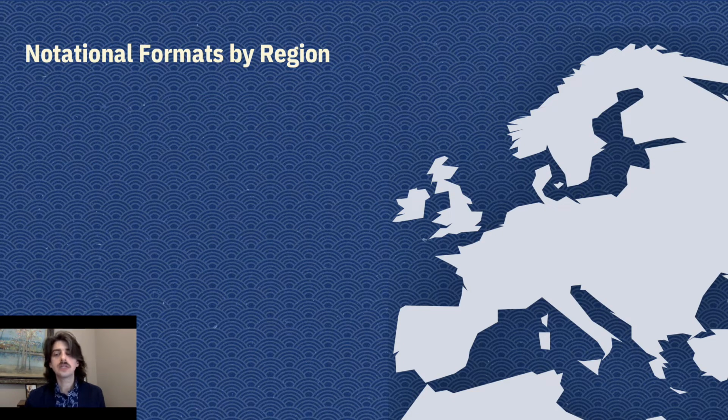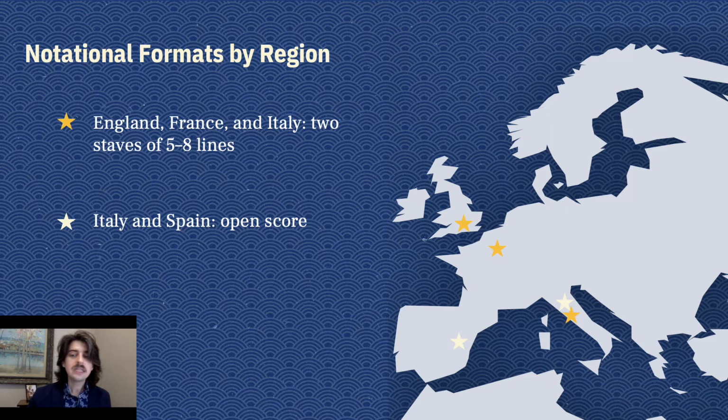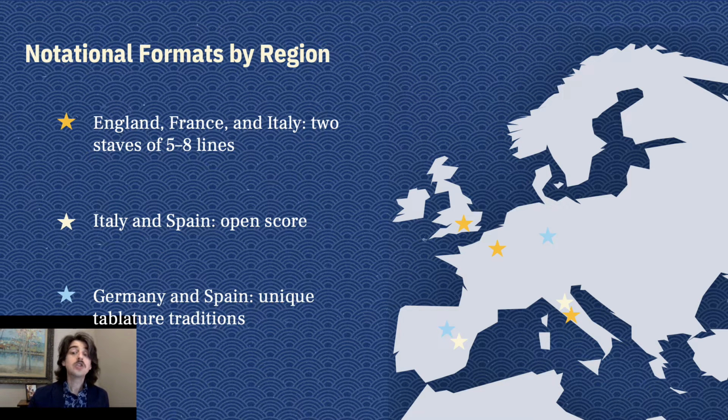Over the next 3 centuries, notational formats varied widely by region. Two-staff formats prevailed in England, France, and Italy, though the number of staff lines changed, often with more lines in the lower staff. Italian and Spanish sources also include a large body of keyboard music, notated in open score, one staff per musical line, with prominent keyboard composers like Marullo and Frescobaldi using both two-staff and open score formats. In Spain and Germany, keyboardists developed unique tablature traditions. German tablature used letters, and Spanish tablature used numbers.